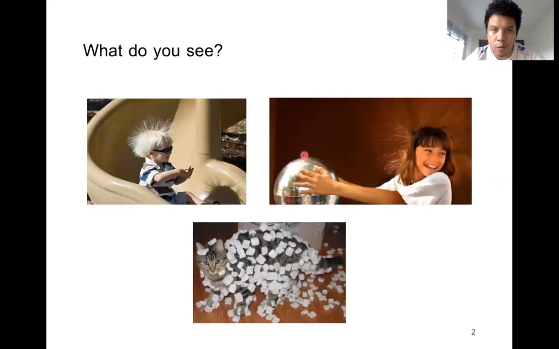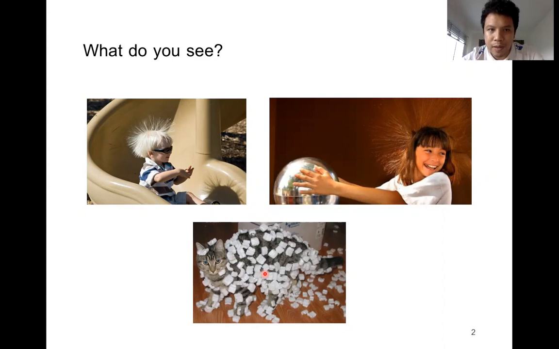Then, what do you see here? Okay, so what you can see, there are the children with their hairs up, and a cat, in which some of the small objects, like light objects, got attracted to him. So this is what is happening when you have electric charge. This is what is called the electrostatic effects, okay?